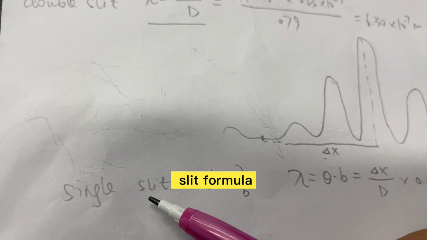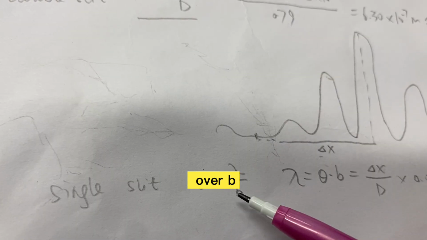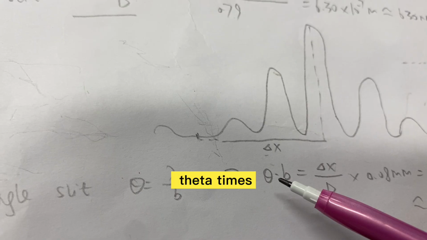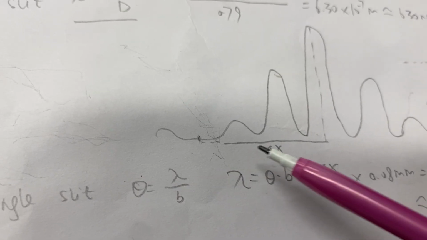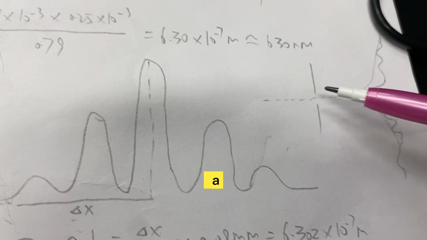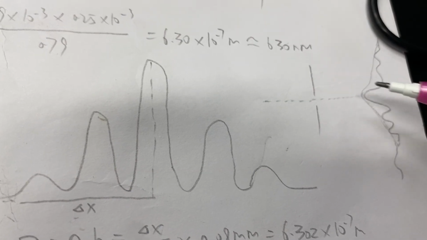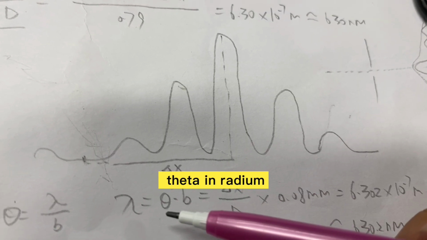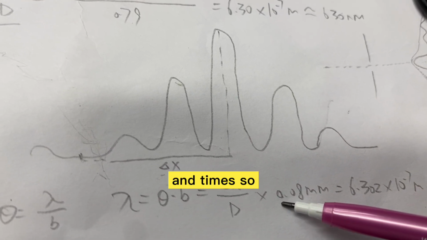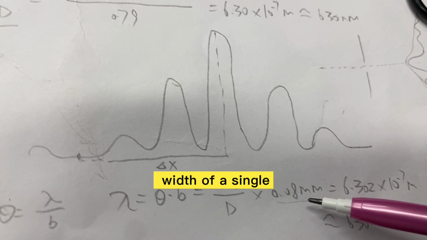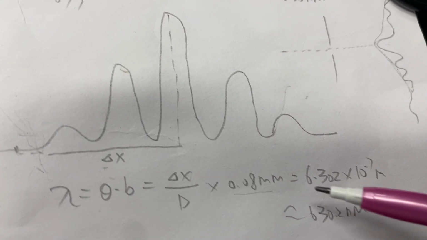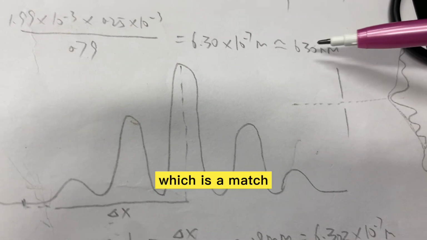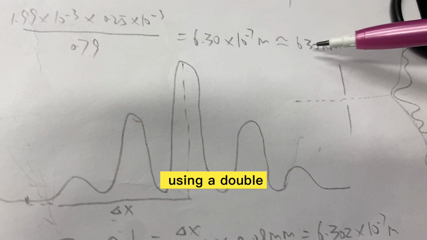Now I plug into the single slit formula, which is theta equals lambda over b. So b is the width of the single slit. So lambda should equal theta times b. Theta in this case, because this is a small angle approximation, I can calculate in radians by directly measuring delta X divided by D. And times this, the width of a single slit, which roughly gets 630.2 nanometer, which matches my previous value using the double slit formula.